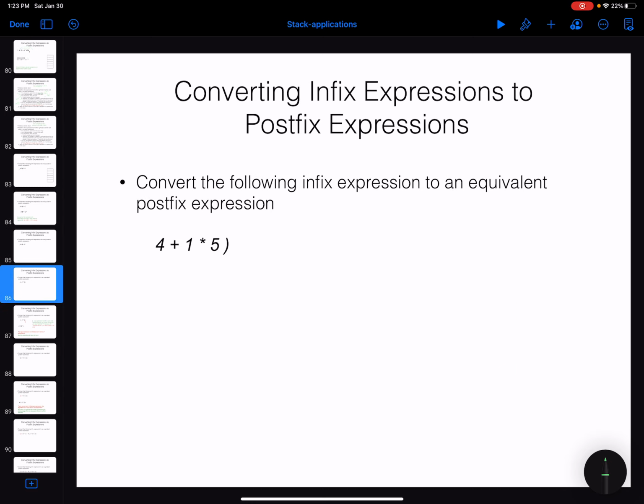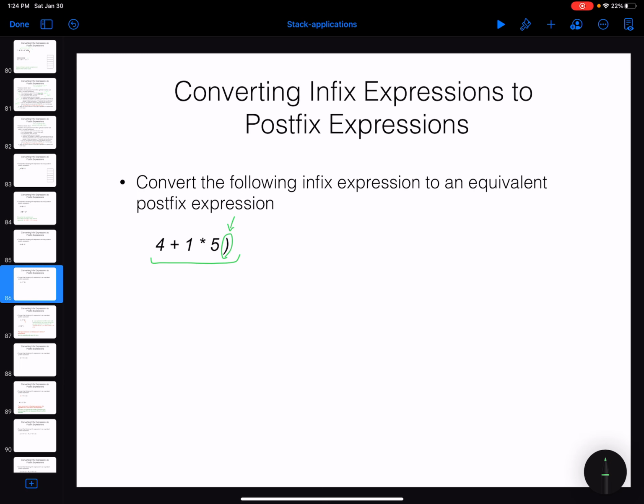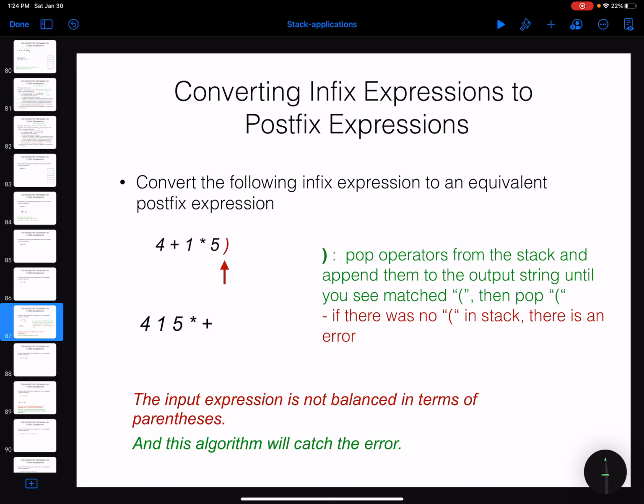Okay, so what would happen in the case that I have an error in my input infix expression? Let's see what would happen in this case. When you reach a closing parenthesis that has no matching opening parenthesis, you can modify your algorithm, or the algorithm already has that. It tells you that if there is no opening parenthesis in the stack, it means there is an error. So this error will be caught easily by your algorithm.